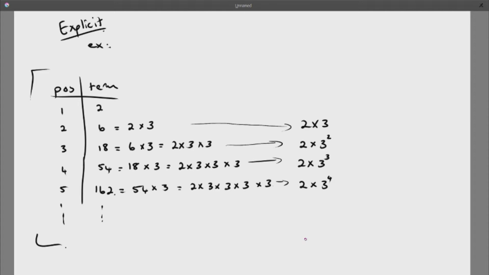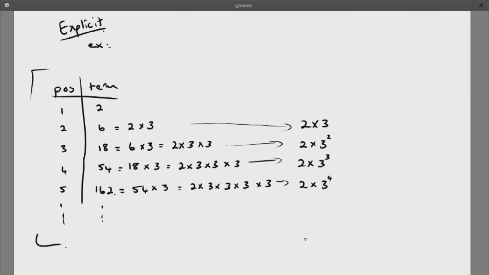So now I see that the actual calculations hiding behind these terms are where the 2 is always there. That first term is always there. It's always a number of 3's that I multiply together. The only thing that's changing is how many 3's.